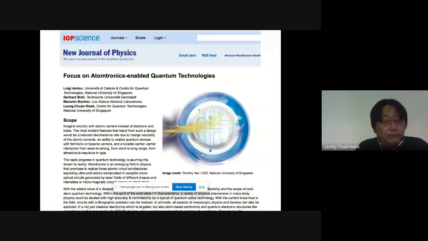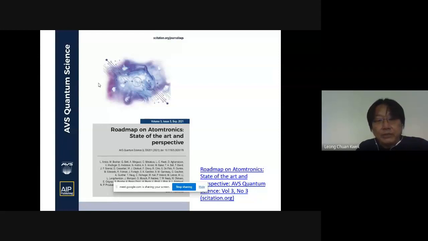I think there is a lot of literature if you would like to read. One of the oldest was published several years ago, where together with Luigi and Gerhard and Malcolm, we put forward a focus issue on Atomtronics enabled technology. You can go to that site and read various papers submitted by various people. More recently, a couple of months ago, we have also published a roadmap on Atomtronics in AVS Quantum Science. So you can read about this in the literature. We have this poster, which was created for our biennial workshop in Barcelona. The last one was supposed to be held last year, but it was held online actually.